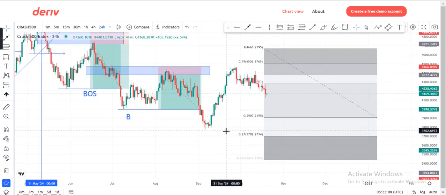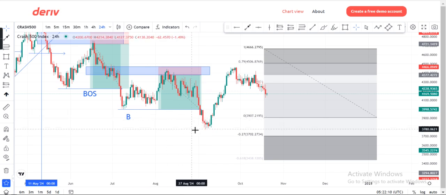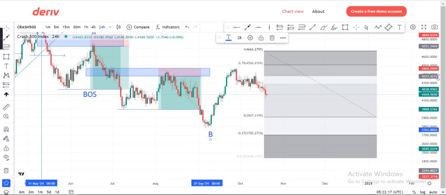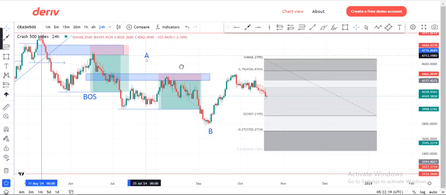So now what can we clearly see? We can clearly see that this is a break of structure at this point, and then this is our swing high and swing low. So this is our swing low, and this is our swing high.